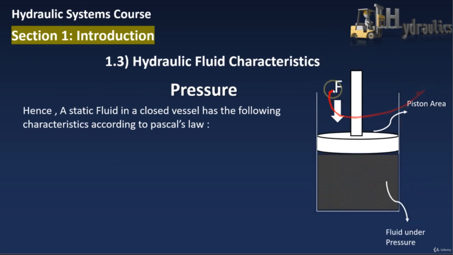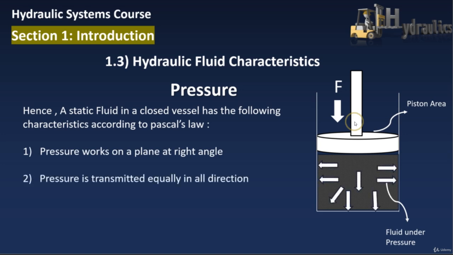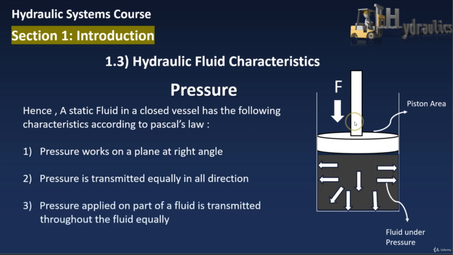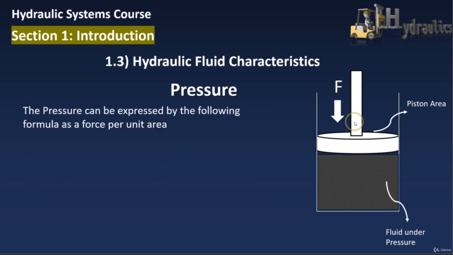Let's assume we have a piston and an incompressible fluid here, and we are applying a force by pushing the piston below. So according to Pascal's law, pressure works on a plane at right angles. Pressure is transmitted equally in all directions, and pressure applied on a part of a fluid is transmitted throughout the fluid equally. Everywhere I will have the same pressure.